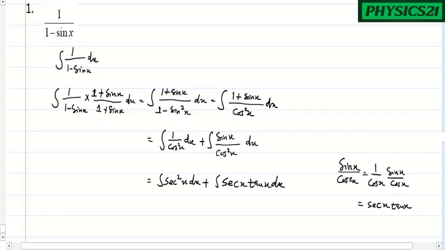So to solve this integration we use the formulas of trigonometry. Now the integral of sec² x will be tan x, and the integral of sec x tan x will be sec x, plus c, the constant of integration, will also be there. So that will be the integral of the given function.